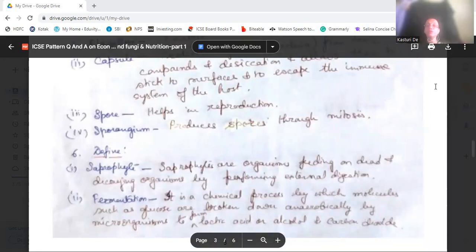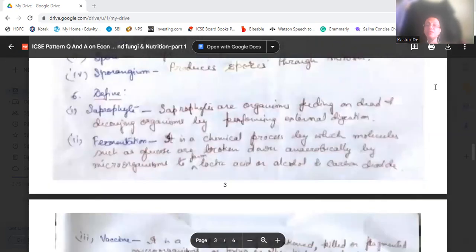Then definition of saprophyte. Saprophyte is an organism which feeds on dead and decaying organisms by performing external digestion. External digestion is digestion which occurs outside the cell body. Some enzymes are secreted from the cell onto the food. The food is made soluble and absorbable, and the food substance is absorbed inside the body. So that is how external digestion takes place. And the saprophytes are organisms which feed on dead and decaying organisms.